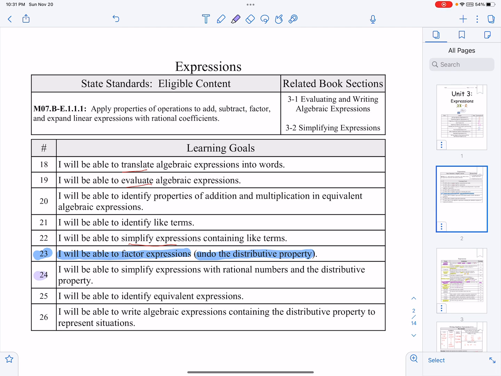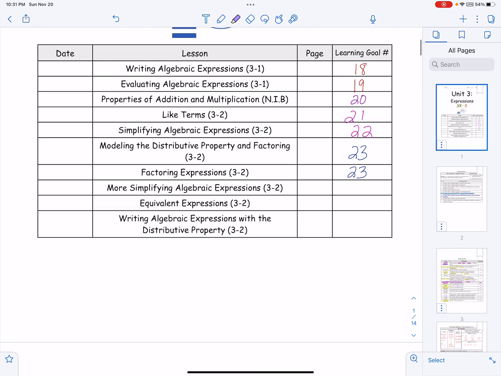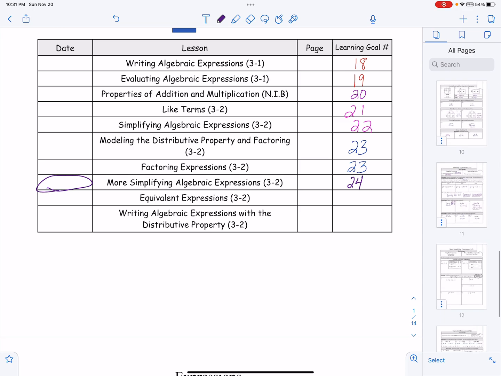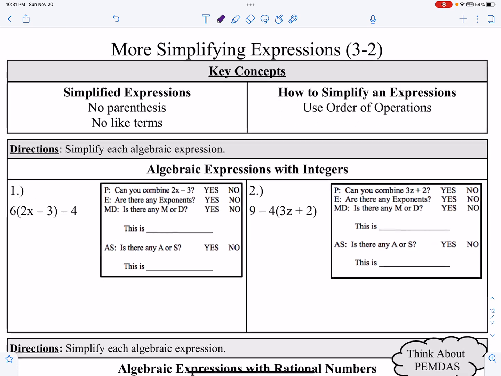Go ahead and highlight learning goal 24. It says, I'll be able to simplify expressions which include rational numbers and the distributive property. We can fill out that learning goal number 24 here and your date on the left side. All right, sliding down to our lesson today, let me get rid of the page sorter, and here we go.